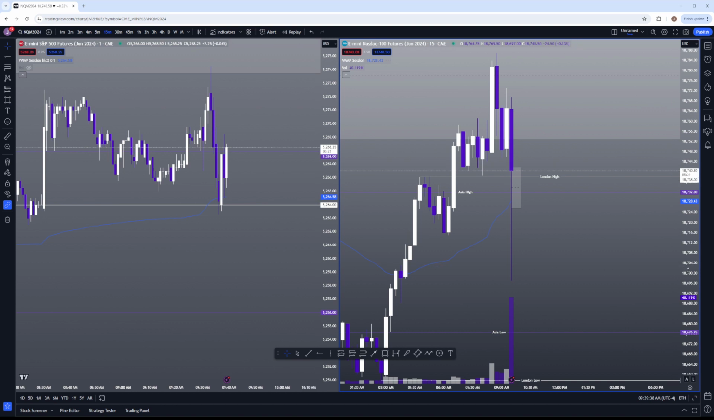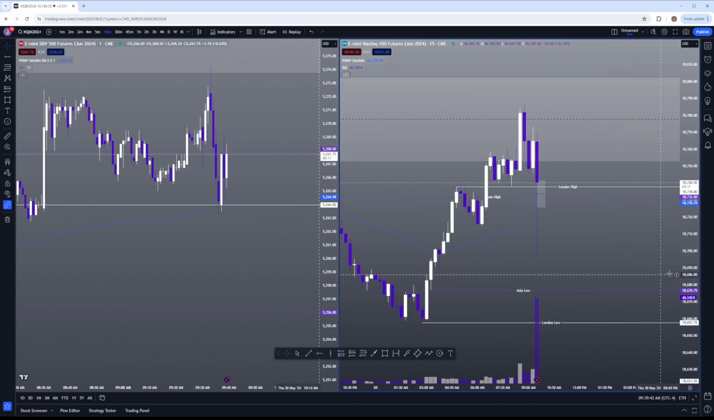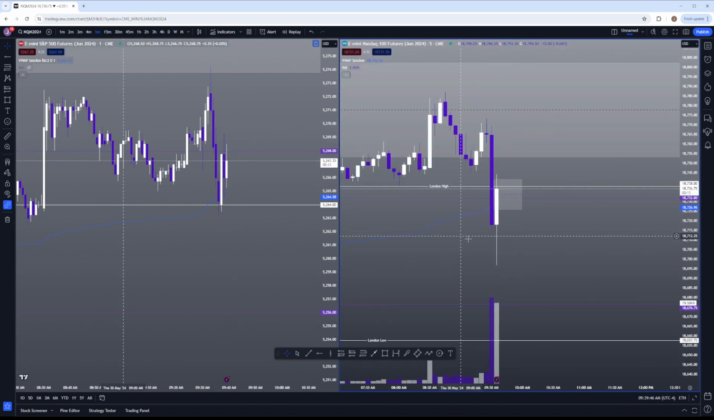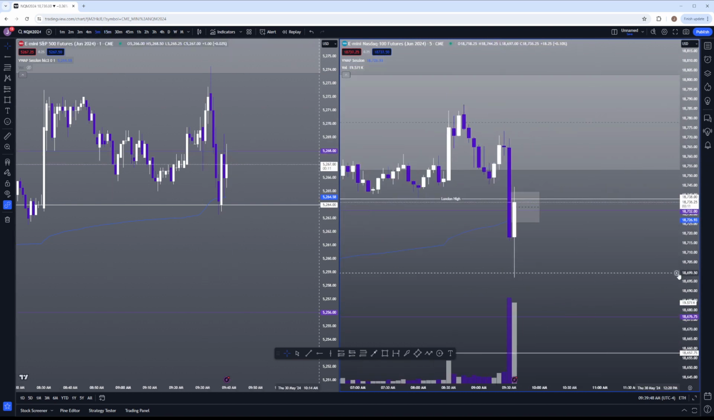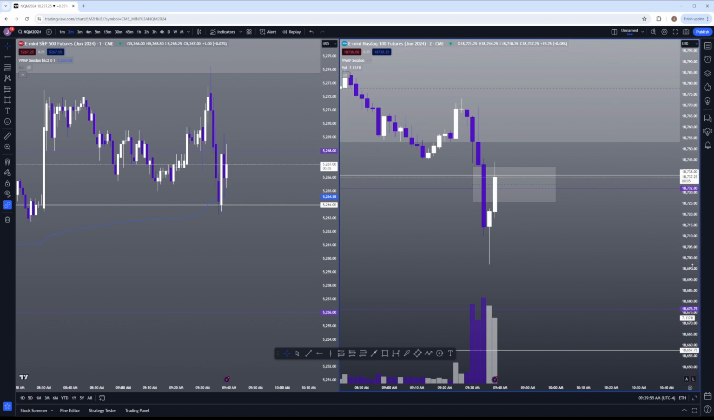But now, I wanted to give that one a shot. I wanted to give it a chance to come down and take out that London low. So let's see how this 5-minute candle closes here in just a few seconds. We're creating that gap above on the 5-minute. We're still respecting the 1-minute imbalance, 2-minute imbalance.